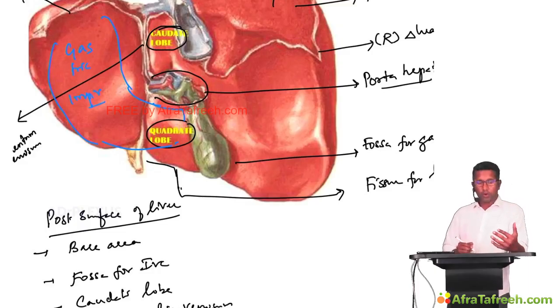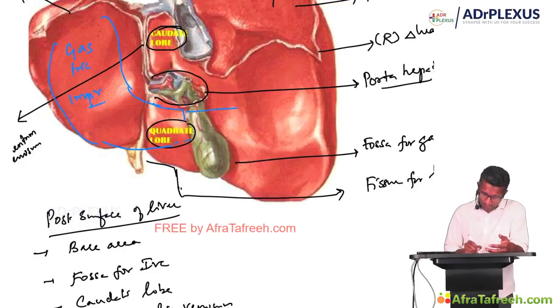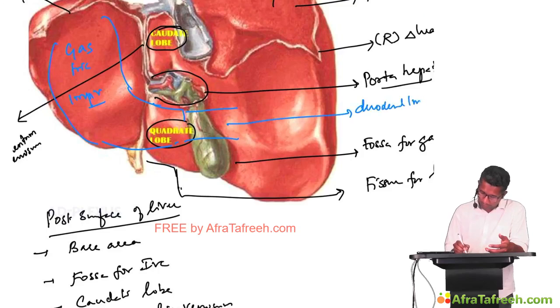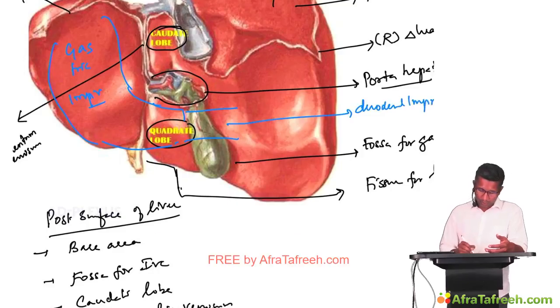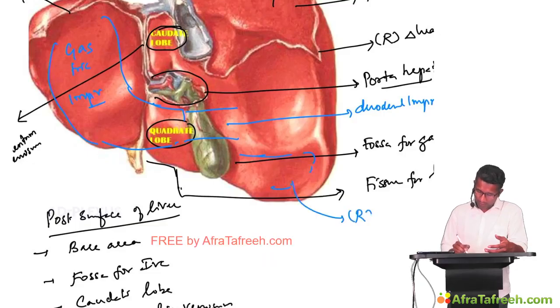You all know that the stomach becomes the pylorus, and the pylorus becomes the duodenum. So the pylorus becomes the duodenum here, and this is the duodenal impression area. This is where you get the duodenal impression. This duodenal impression continues here, and this impression you see here is the right hepatic flexure impression.